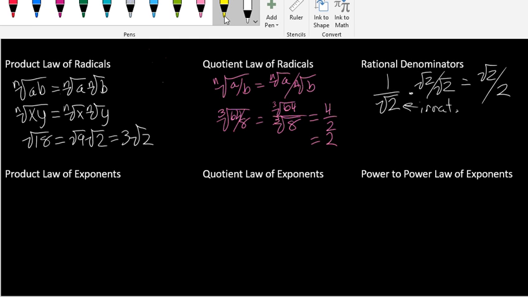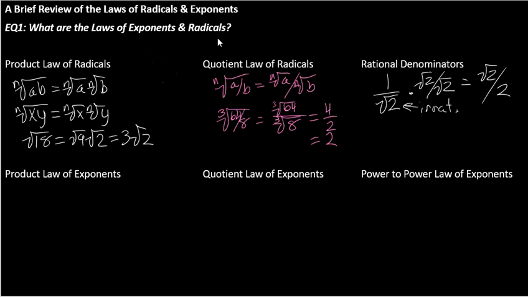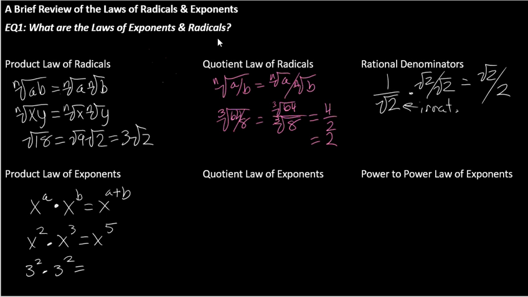Really quick, let's go over laws of exponents. These should be a super refresher. You should know these inherently, even if you only know them in an algebraic sense. The product law of exponents says if I have x to the a power times the same x to the b power, that's equal to x to the a plus b. In other words, x squared times x to the third would be x to the fifth power. That applies with regular numbers also. So 3 squared times 3 squared would be 3 to the fourth power, which would be 81.